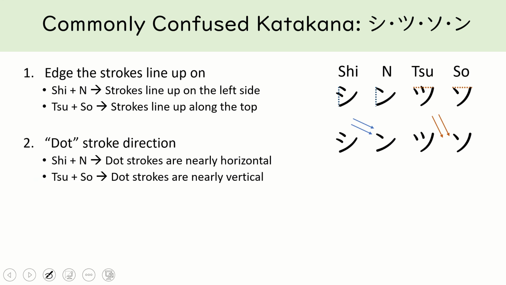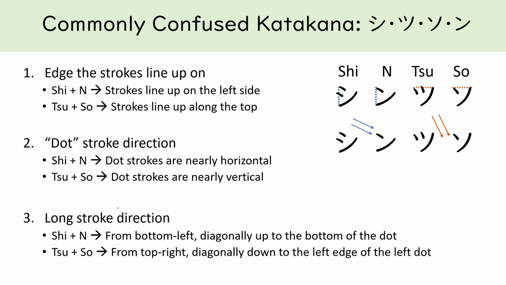And then the third one, of course, is the long stroke direction. So shi and n go from the bottom upwards, versus tsu and so, where I'm essentially writing katakana no. So from the top and curve down to the bottom. いいですか? So there are our commonly confused katakana.